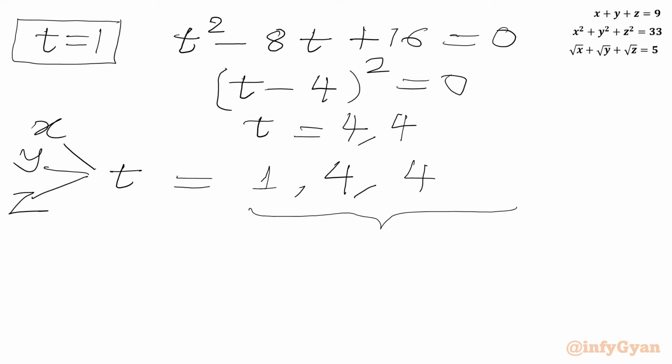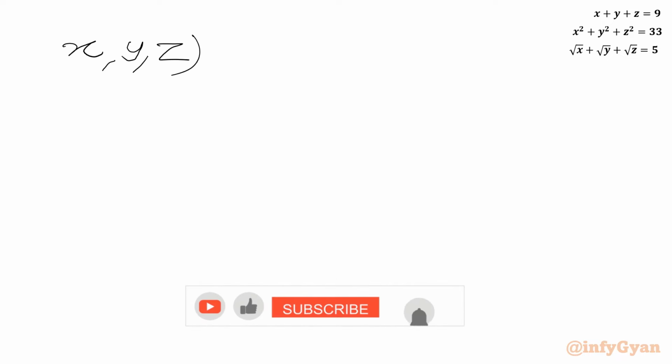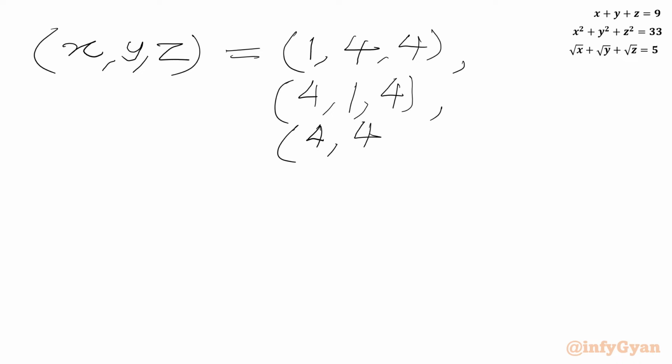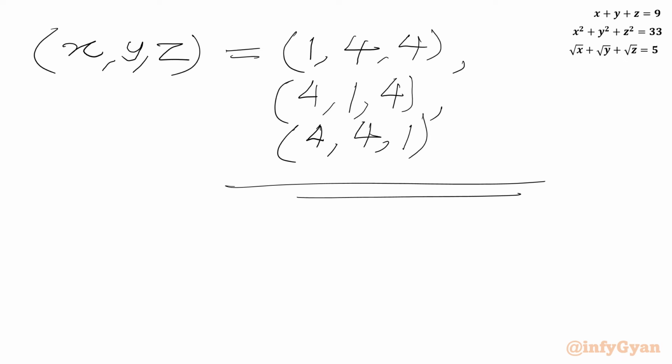So I can write my final answer x comma y comma z equal to 1 4 4. Then we will consider 4 1 4. Then we can consider 4 4 and 1. So we have three ordered triplets.